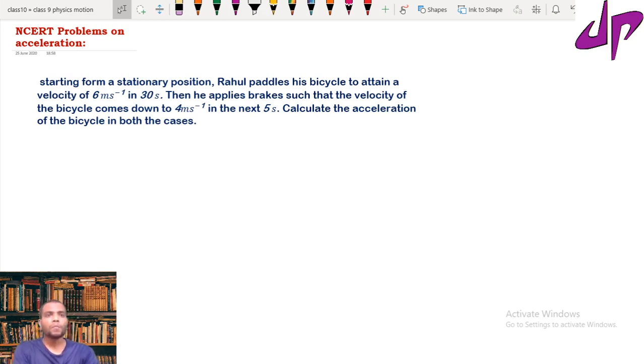Let's see this problem. Starting from a stationary position, Rahul pedals his bicycle to attain a velocity of 6 meter per second in 30 seconds. Then he applies brakes such that the velocity of the bicycle comes down to 4 meter per second in the next 5 seconds. Calculate the acceleration of the bicycle in both the cases.